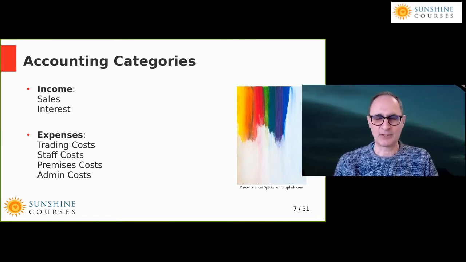So if the income categories are relatively simple, split in terms of sales, interest, sometimes some other categories, for example, donations, the expenses tend to be split into 4 types of expenditure. Again, how you split it depends on your business, but typically you'll have trading costs. And the idea of trading costs is to separate out the costs that relate directly to sales. An example is if you're the car dealer and you sell a particular type of car, a trading cost would be the purchase cost of that car.